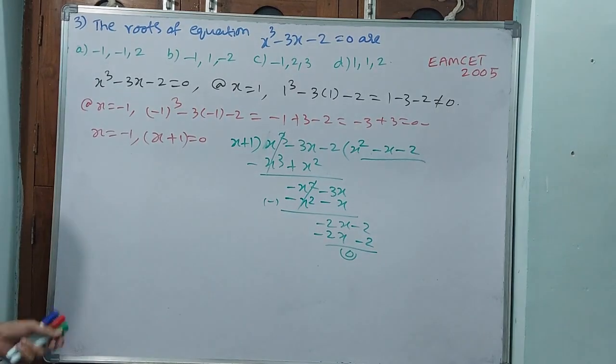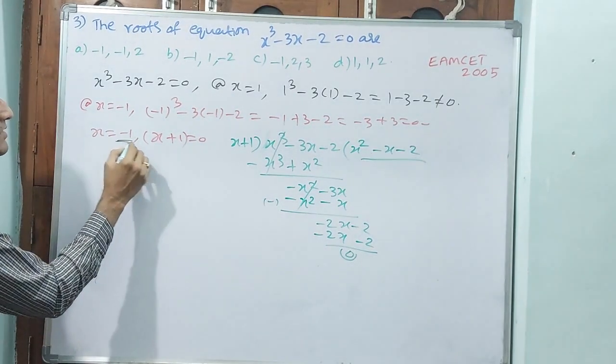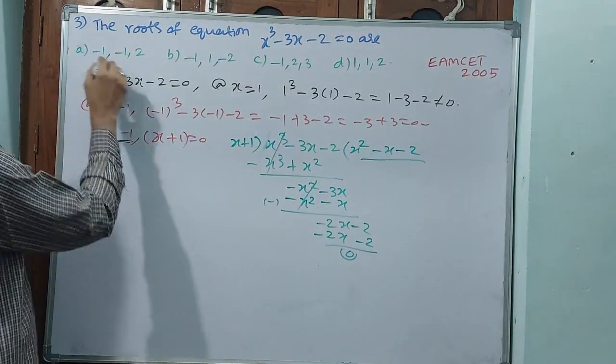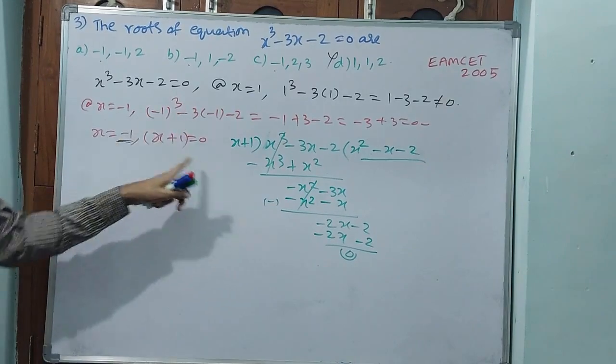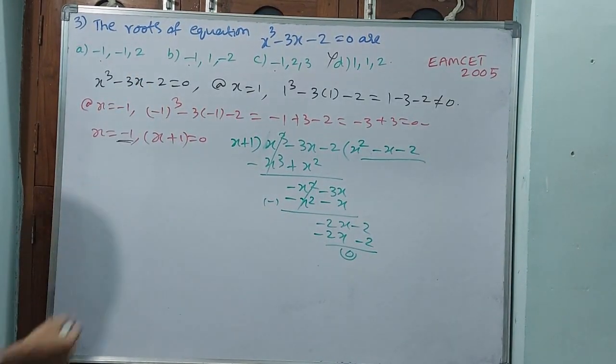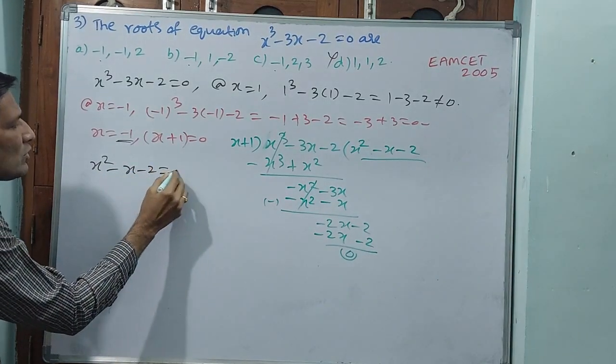If you solve that, you are going to get the remaining two roots. Why? Because one root you already got here. Okay, x is equal to minus 1 is one root, but this answer you can strike off. Why? Because one root has minus 1. Okay, let us see now. X square minus x minus 2 equal to 0.